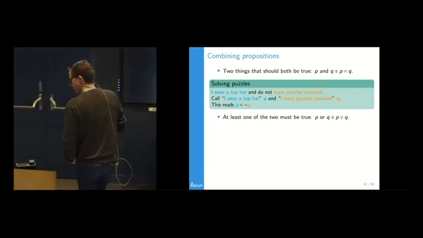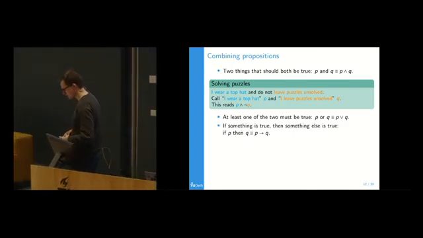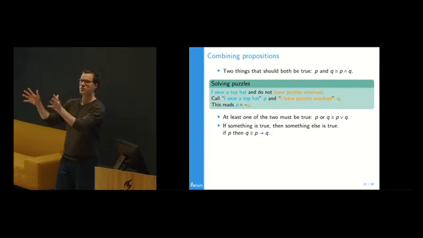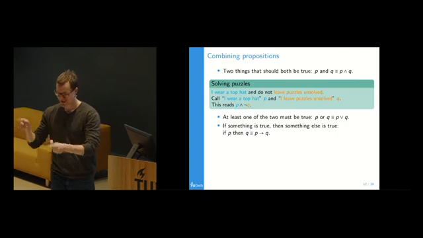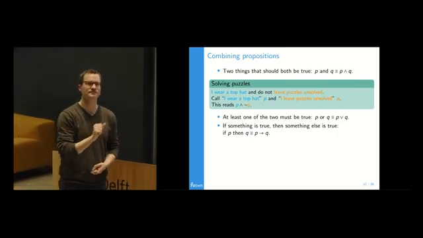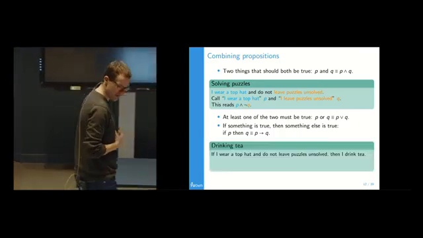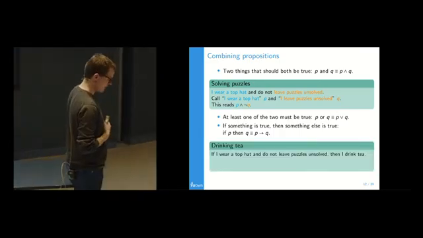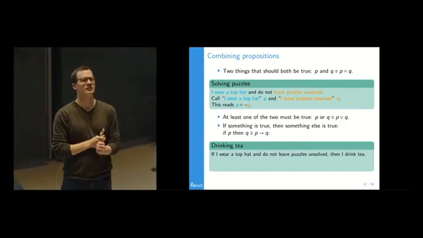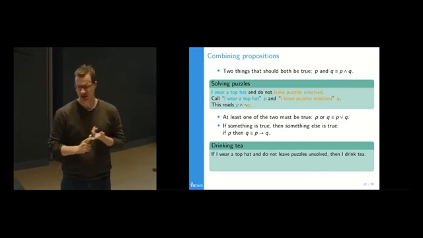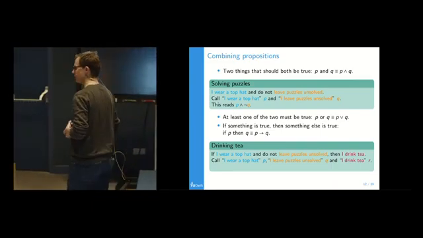For the last one that I want to introduce today, we denote it with an arrow. It is called an implication. If P is true, then Q is true as well. P implies Q. Example. If I wear a top hat and do not leave puzzles unsolved, then I drink tea. We already had P for wearing a top hat, Q for leaving puzzles unsolved. Let's introduce R for drinking tea. Who can tell me what this reads in logic?